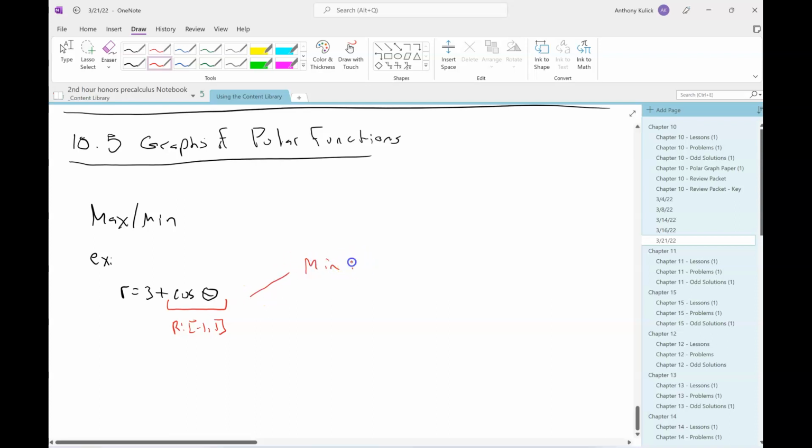So the smallest value that r can take is going to be when cosine is equal to -1. And the biggest value r can take is when cosine theta is equal to +1. Everybody okay with that? So what's the range for r have to be then? 2 to 4.